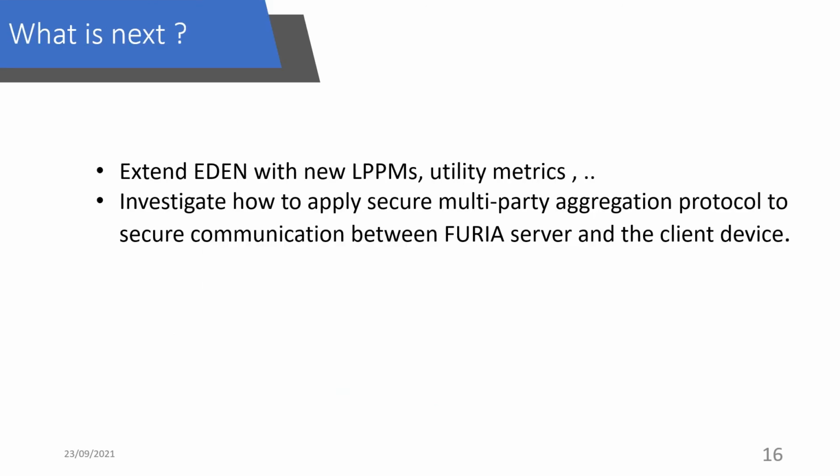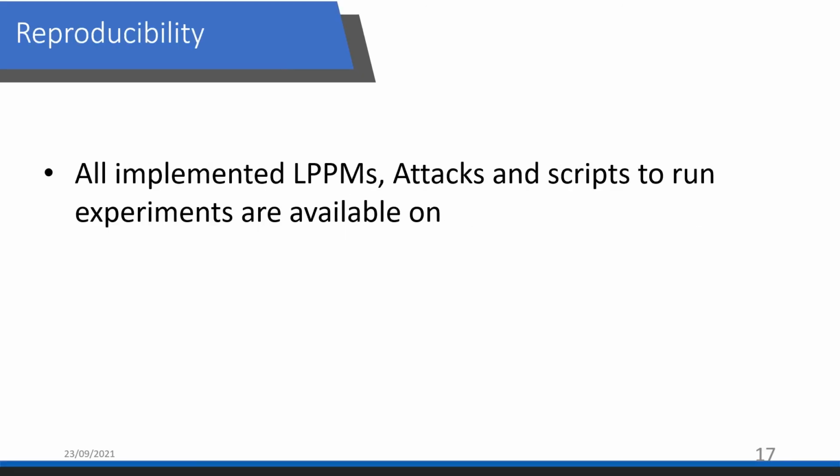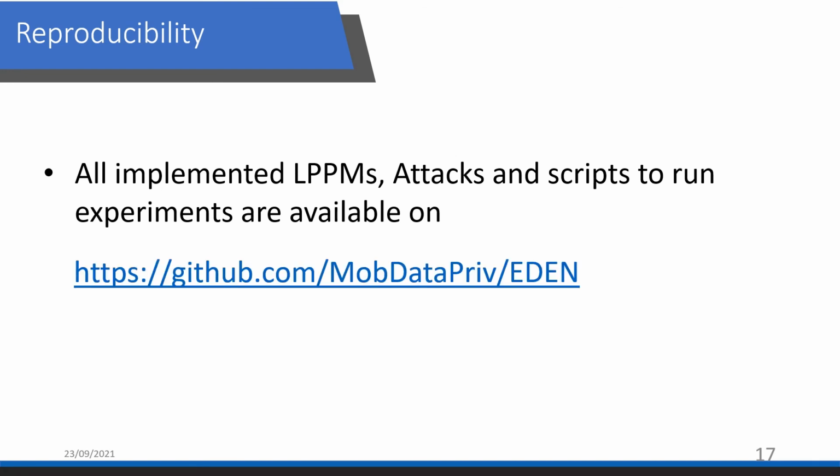To conclude, our system can be improved by extending it with new LPPMs and utility metrics. Also, we investigate how to secure communications between the client side and the master server side of Furia with secure multi-party aggregation. All implemented LPPMs, attacks, and scripts to run experiments are available on the following link.